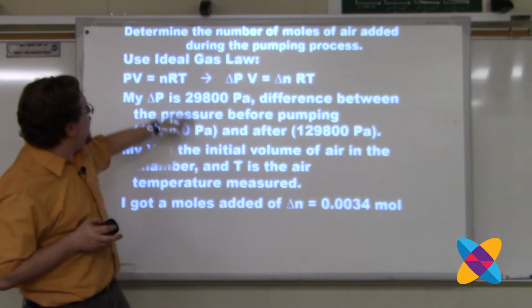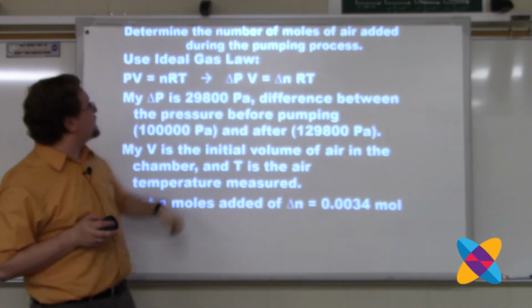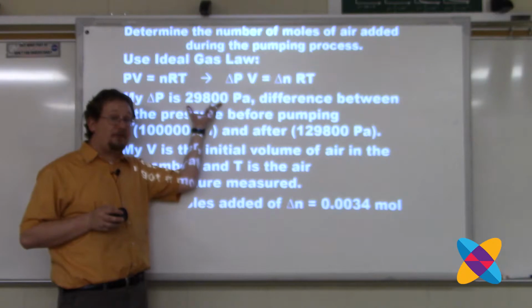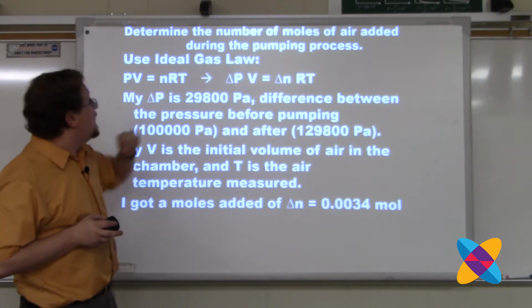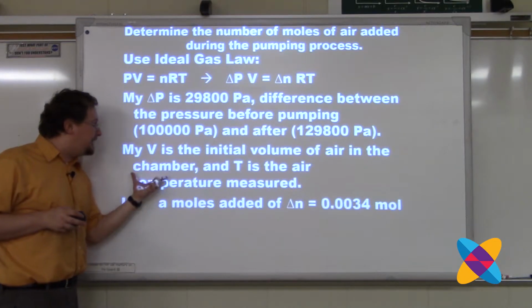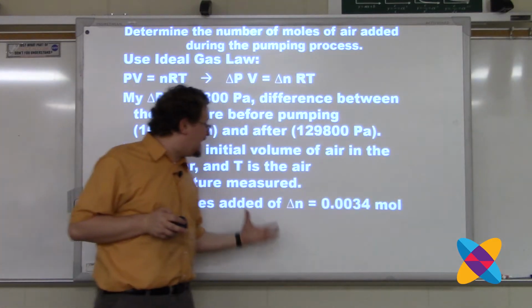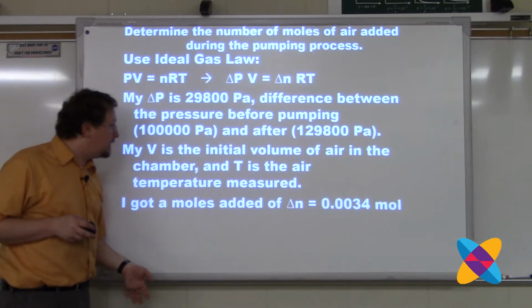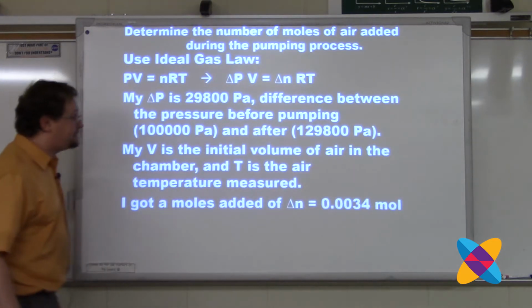Well, PV = nRT becomes ΔP times V = Δn RT. What's ΔP? The difference between 1 atmosphere and the pressure you just got after you pumped. Plug that in. What's the volume? The volume of the air in the chamber before you fired. What's T? The temperature outside. Look at the weather. And then I got 0.03 of a mole were added to the firing chamber.